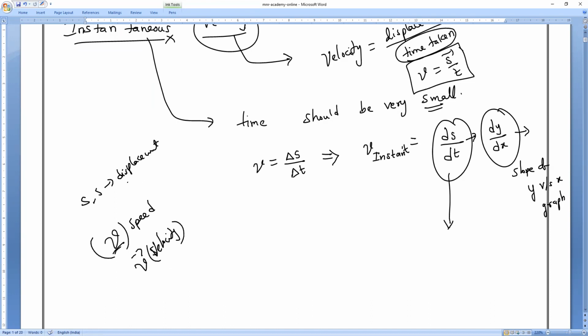The same mistake should not happen again. We have to be very careful. S does not mean speed. S indicates displacement or distance, and in the same way v indicates speed. For velocity we keep an arrow above. That's all. Clear? So ds by dt means the slope of the displacement versus time graph. That is what you have to remember.